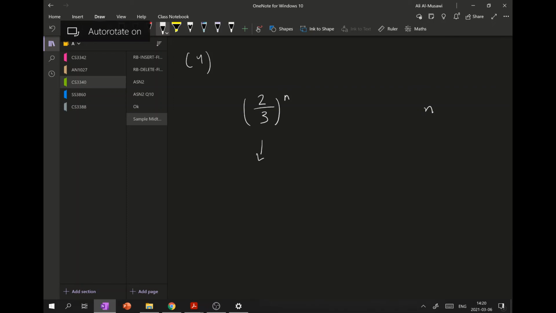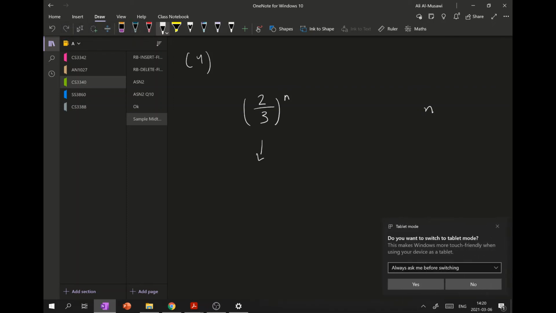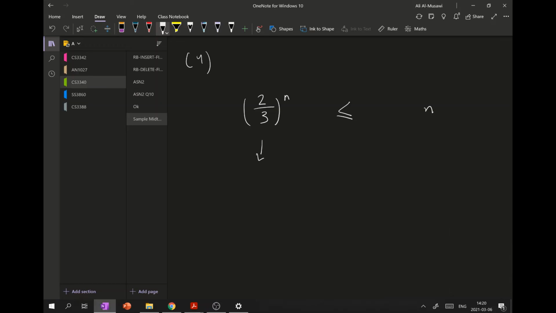So asymptotically speaking, even though this is exponentiation, because the base is less than 1, here exponentiation is decreasing. So this is less than or equal to n, okay? For all n you want. Now, of course, n has to be positive. So we can say that then (2/3)^n is in big O of n.